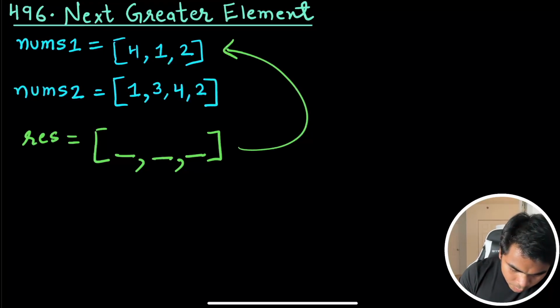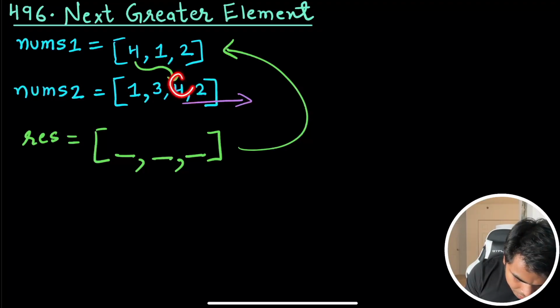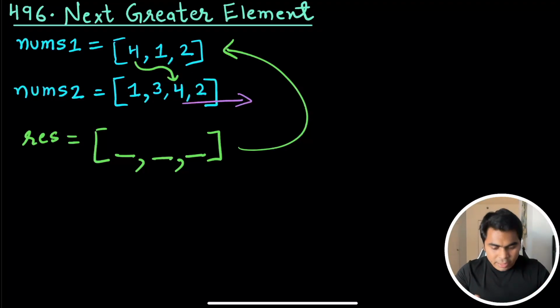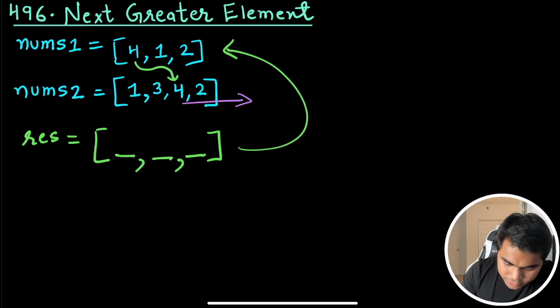Now for each value in nums1, we have to find that value in nums2, and then from there we will try to find the next greater element for that value inside nums2. That is the simple ask. So let's find it out. Let's do a dry run here.